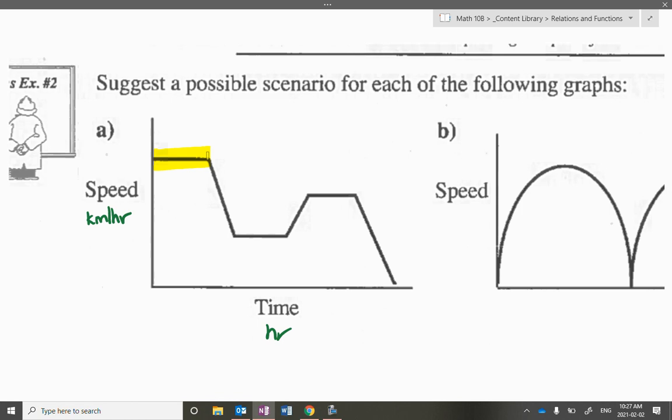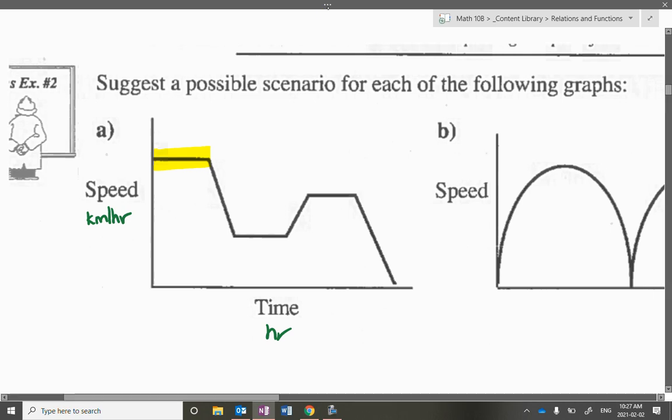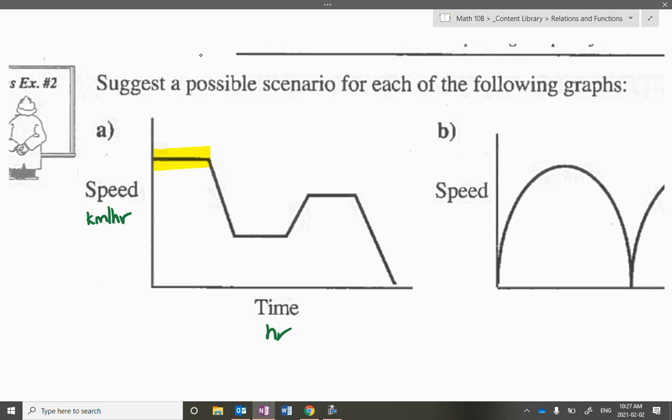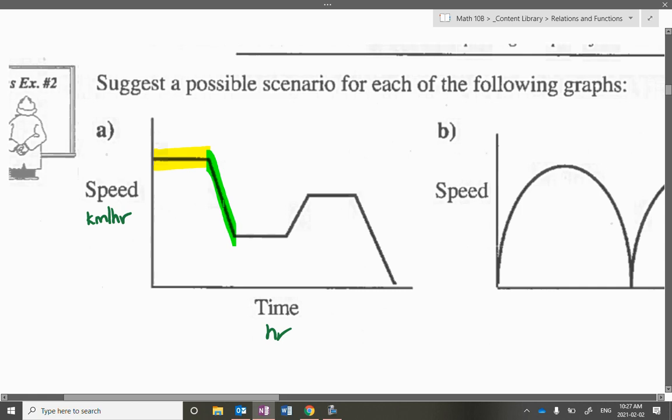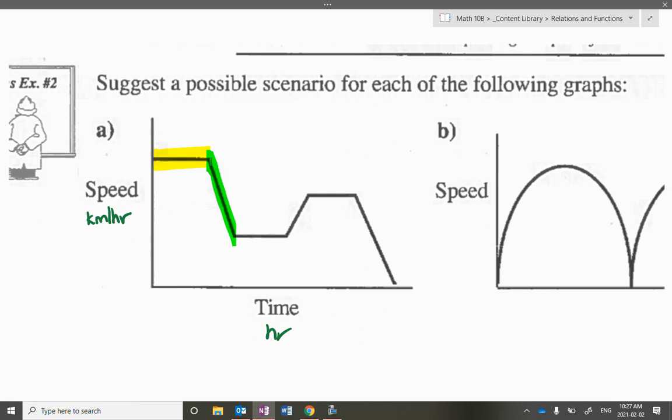Good, I'm going at a constant speed. Cruise control's on, perfect. If I'm running at a constant speed, the second chunk of time is a downward angle. What does that mean with regards to speed? Good, I'm slowing down. You're decelerating would be like the technical term. Slowing down, good. Slowing down at a constant rate.